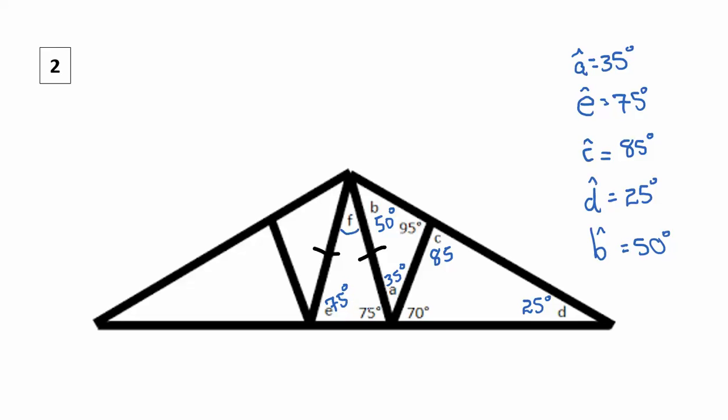And the same rule applies over here. 75 plus 75 is 150 degrees. I therefore have to add another 30 degrees, there we go, for angle F. So angle F is going to equal 30 degrees. And there we have it.